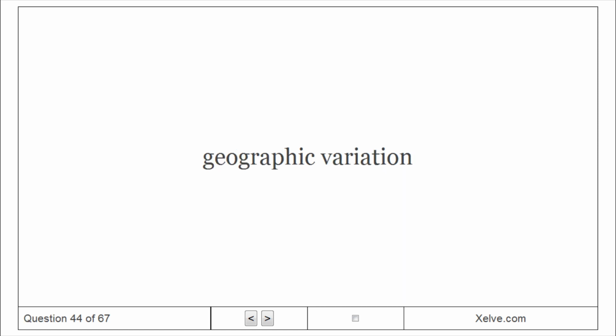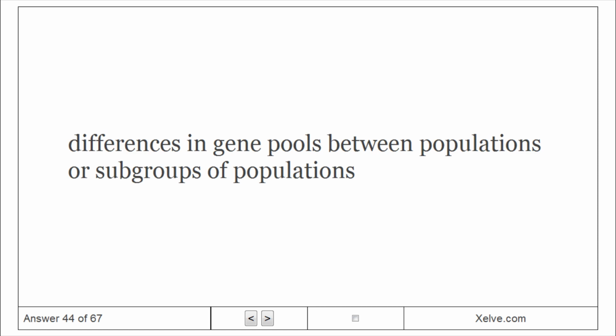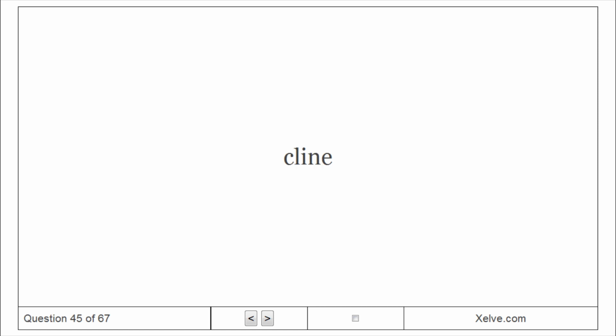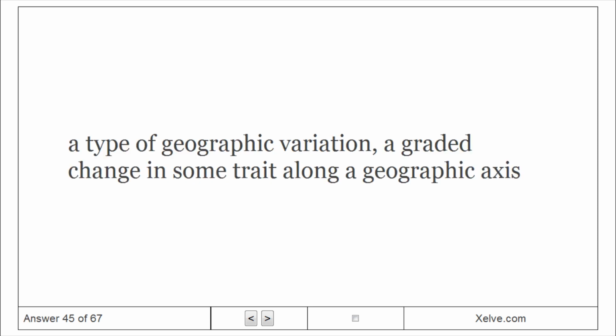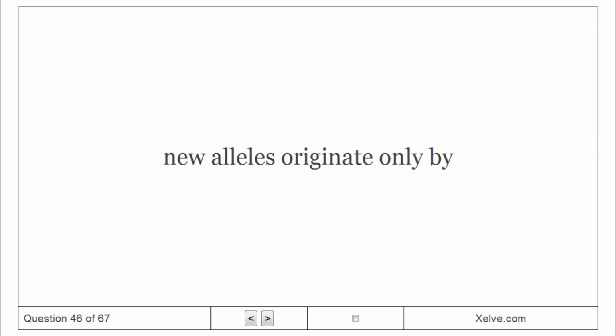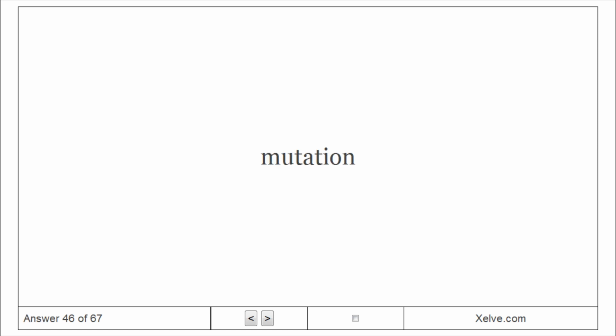Geographic variation: differences in gene pools between populations or subgroups of populations. Cline: a type of geographic variation, a graded change in some trait along a geographic axis. New alleles originate only by mutation.